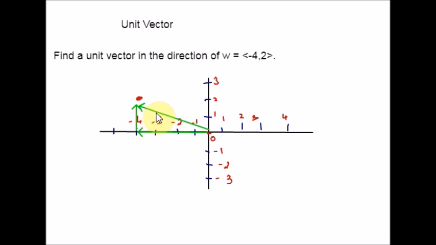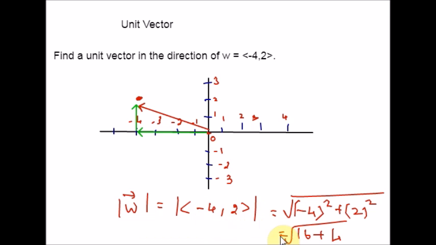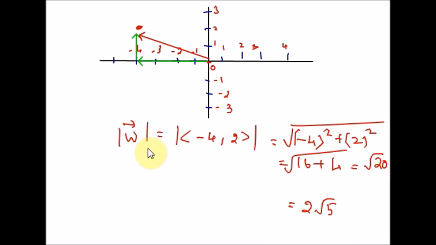I'll just change the color to identify the hypotenuse easily. We have a right triangle and we need to find one side of the triangle. So obviously we can use the Pythagorean theorem. Using it, the magnitude of W is equal to the square root of (-4) squared plus 2 squared. So this would be equal to the square root of 20. You can simplify the answer as much as possible. Therefore, the magnitude of W is 2 root 5.